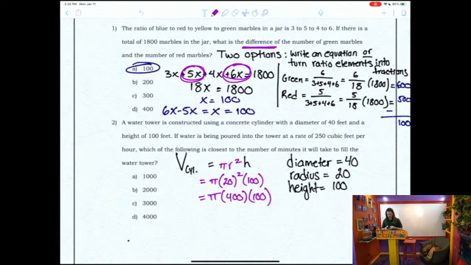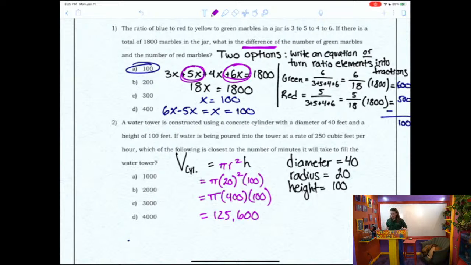And so let's multiply that. Pi is approximately 3.14. So 3.14 times 400 times 100 is going to be 125,600. So these, I do apologize, these answer selections there are going to be off. So if we then take the rate, they say that the water is being poured into the tower at a rate of 250 cubic feet per hour.